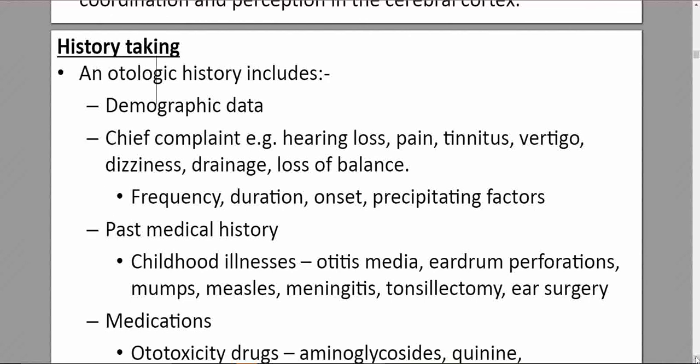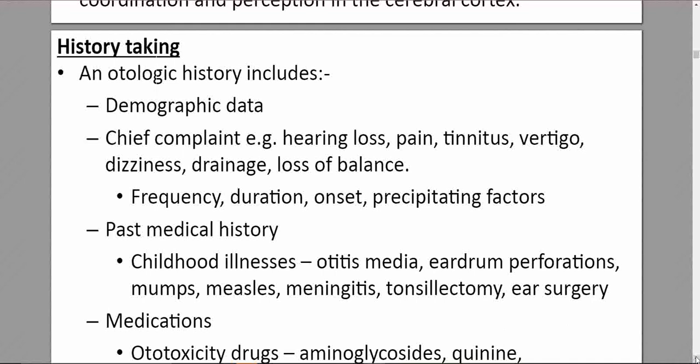So, history taking. First, otologic history includes demographic data. When I say demographic data, it's just the biodata: the name, the sex, the occupation, the next of kin, the residence, whatever. Chief complaints comes next. Hearing loss, that is a chief complaint. Pain, but you don't say your own things, you say what your patient tells you. You have to speak or write them just the way they come from your patient's mouth.